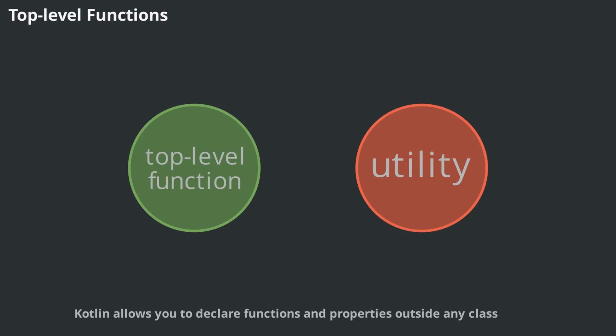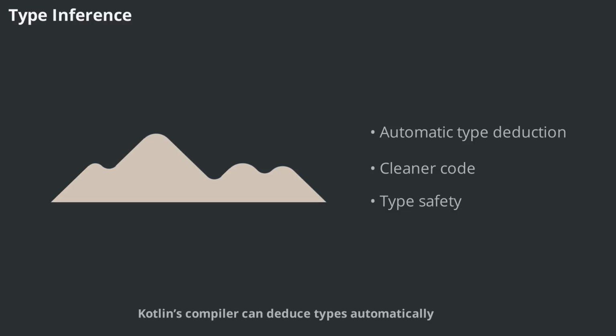Kotlin allows you to declare functions and properties outside any class. These top-level declarations are compiled to static methods, making them easy to use and organize, especially for utility functions. Kotlin's compiler can deduce types automatically, so you don't always need to declare them. This makes your code cleaner and reduces redundancy, while still maintaining type safety.